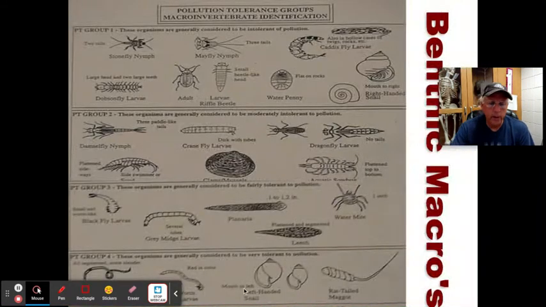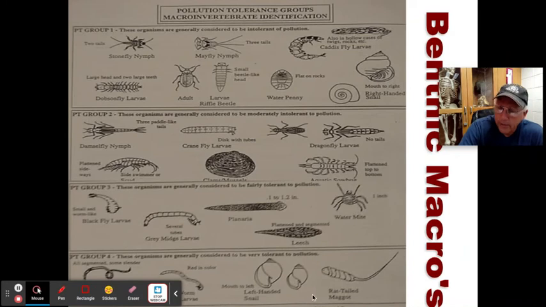So what you do is you collect these guys, and you can see that they have different categories. It doesn't mean that if I only find these guys, red-tailed maggots, left-handed and right-handed snails, by the way, bloodworms, that my water's bad, because they can live in clean water too. But if I only find these guys and none of these, now I've got issues. Our pond has an abundance of these things. We find all the categories.